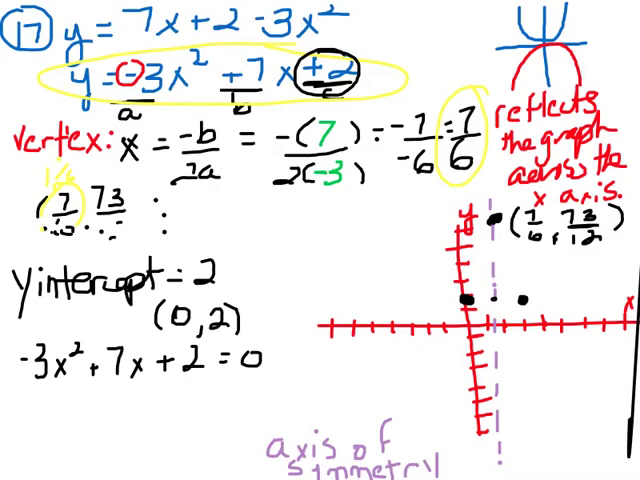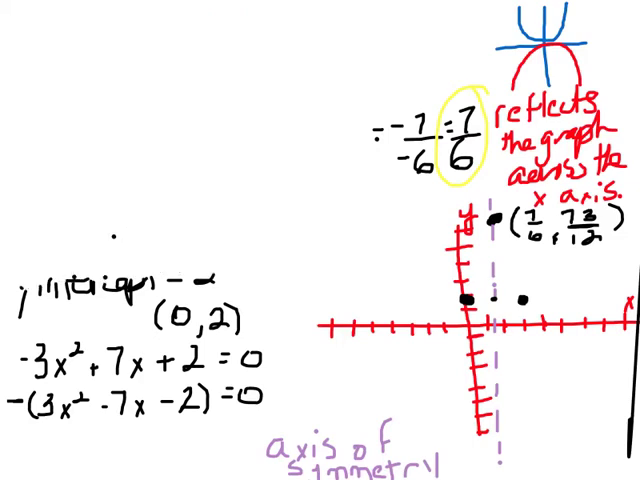If I want to try to factor this, can I factor with a negative out front? No, not very easily, right? So let me factor the negative out. If I factor a negative out, it just changes the signs on everything. That would be 3x squared minus 7x minus 2 equals 0. So now, if I want to try to factor this, I have negative 3x squared minus 7x minus 2 equals 0. So let's do this.